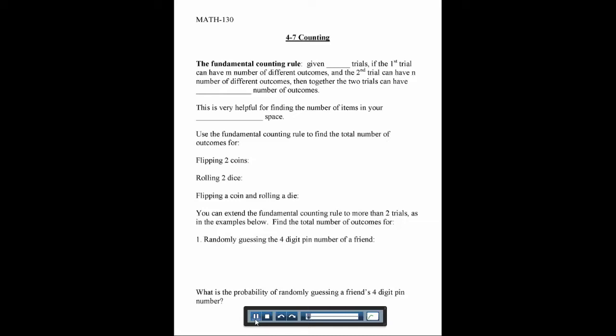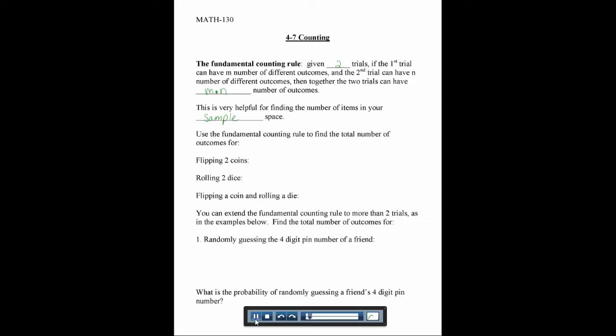This says given two trials, the first trial can have m different outcomes, and the second trial can have n different outcomes. Then together, the two trials can have m times n different outcomes. So if you know how many the first has, it's m, and the second one has n. You just multiply them together to get the total number. This is helpful for finding the number of items in your sample space.